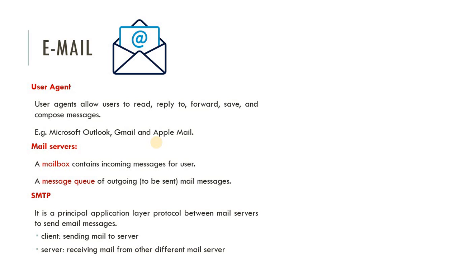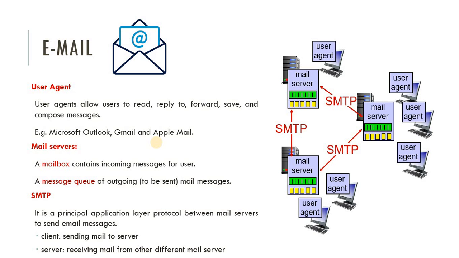The third one is SMTP. It is the principal application layer protocol between mail servers to send email messages. That SMTP protocol we'll learn in our later session. This figure shows the three components of email. The user agent sends a mail. That mail goes into the mail server with the help of the SMTP protocol, and then that sent mail is received by the receiver.